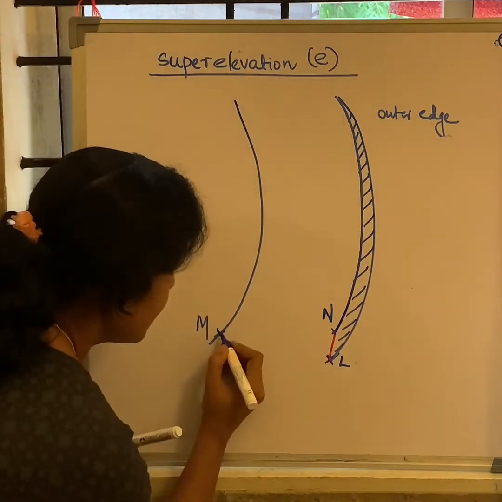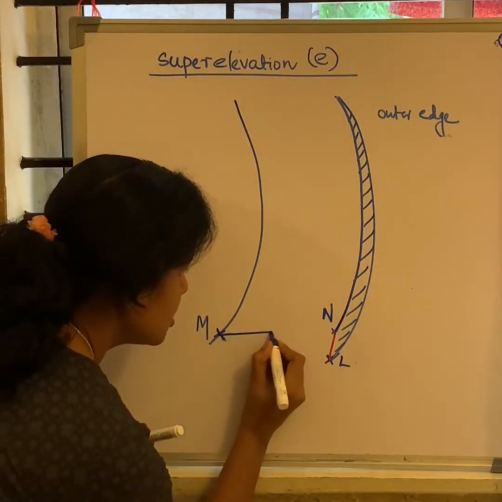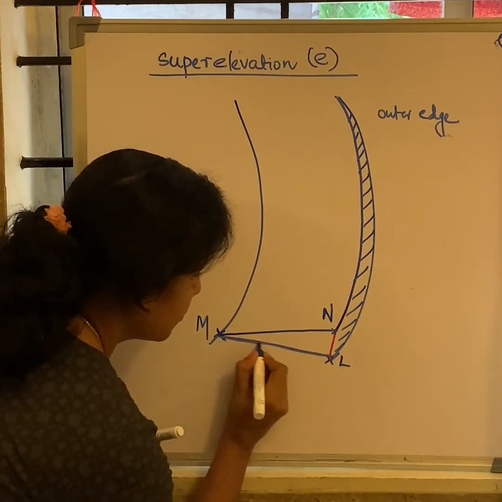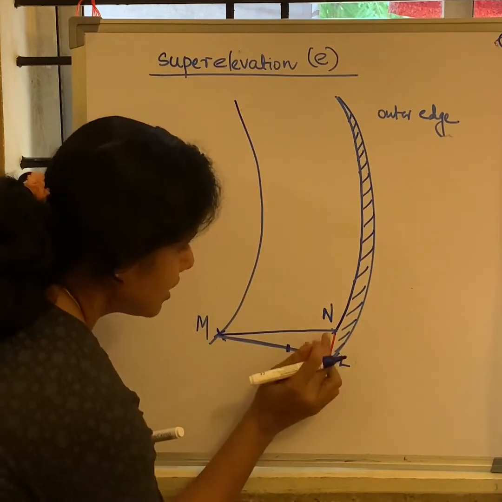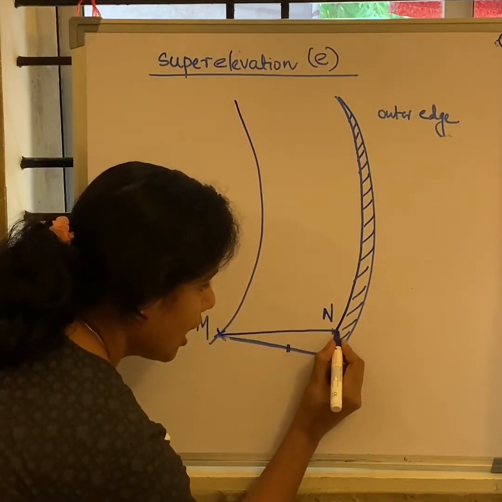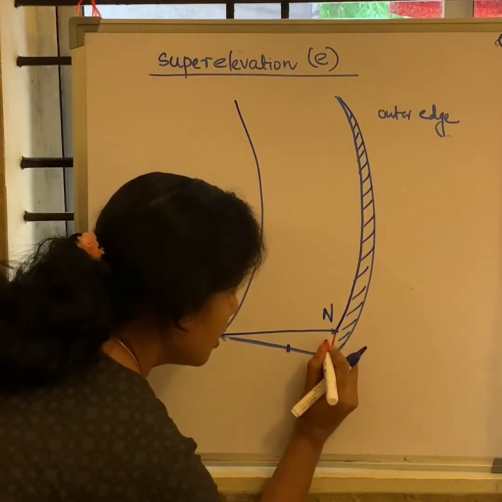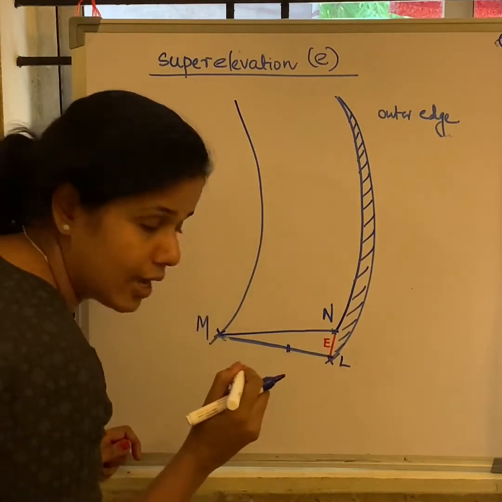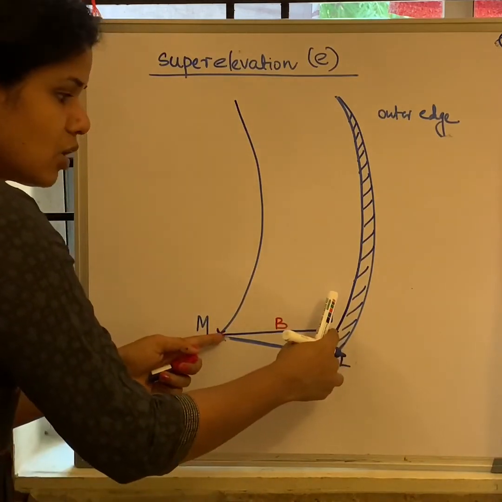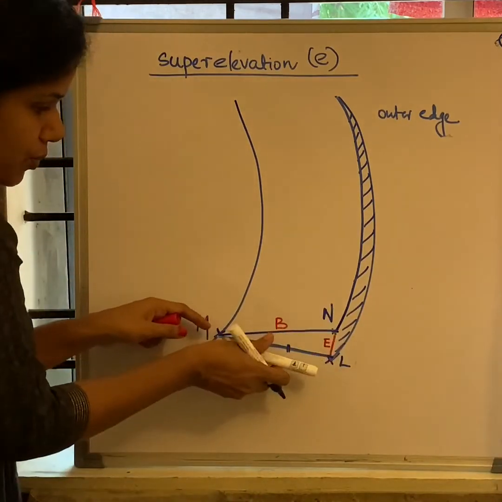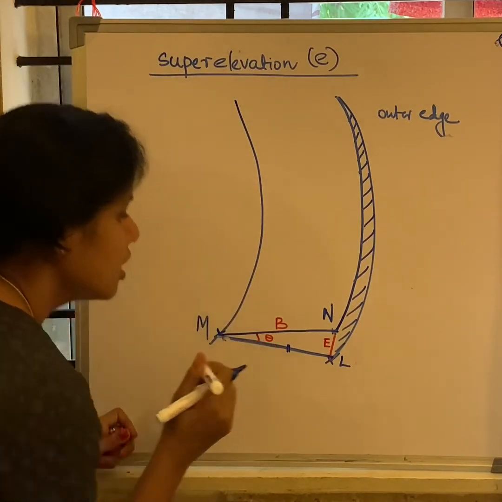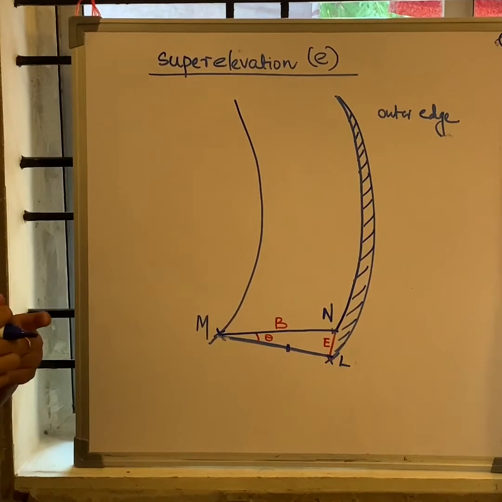Now let's see how the inclination has come. This is the inclined one, this is the horizontal straight path. This is the horizontal width. Now this is the inclination that has been given. This height I am going to mark as E, and this width will be B. This width is nothing but your width of the pavement. I hope you are able to understand. Now this angle which has been created is called theta.